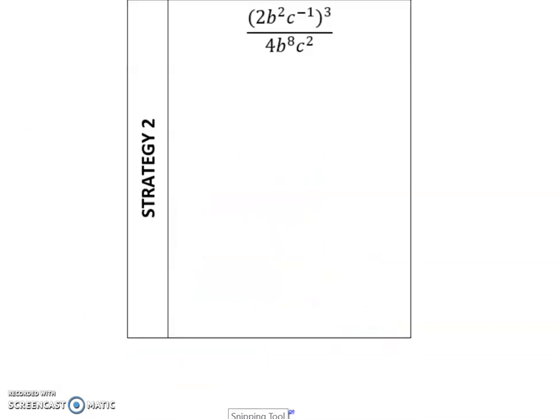Let's try a slightly different way. Here we go. I still have to start with that power, right? So 2 to the 1 times 3 is 3. B to the 2 times 3 is 6. And c to the negative 1 times 3 is negative 3. Okay, all over, and then I have 4 and b to the 8th and c squared, right?